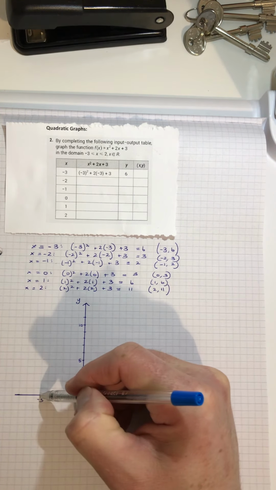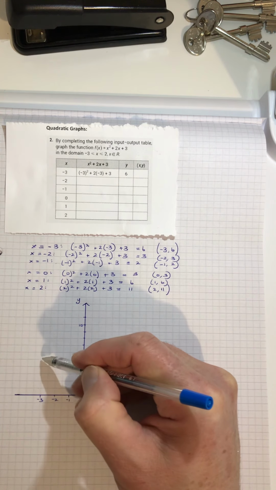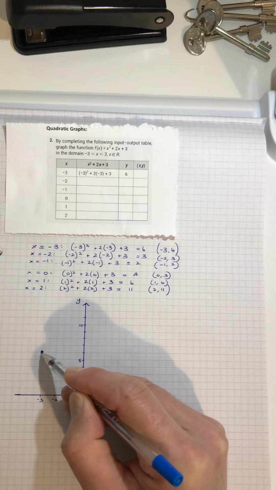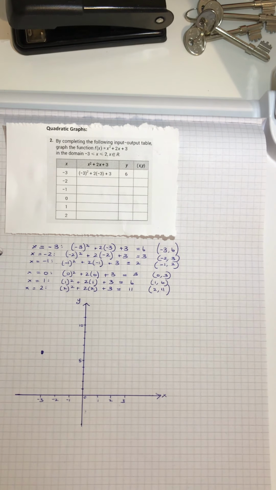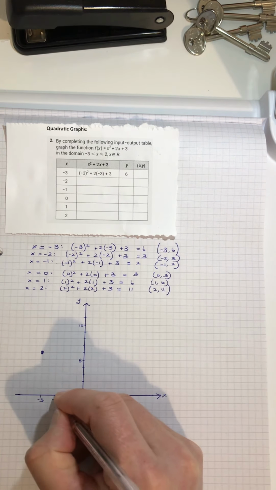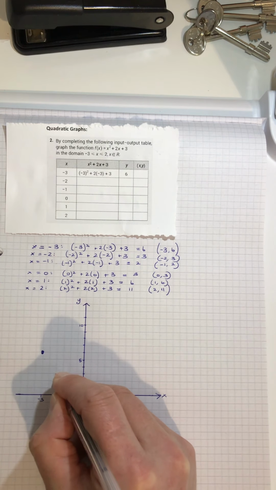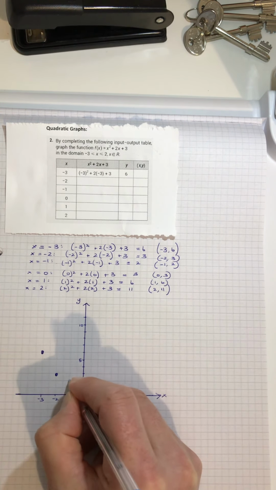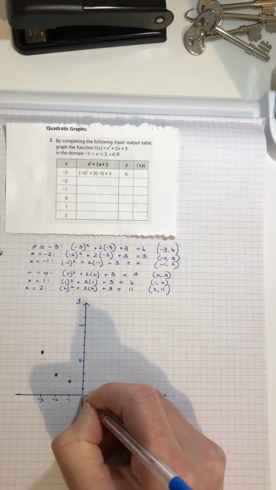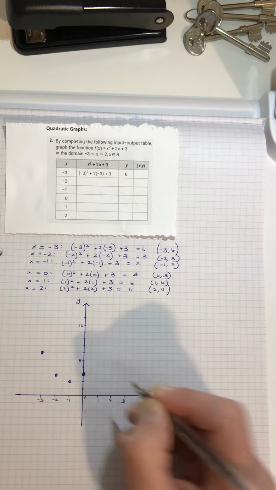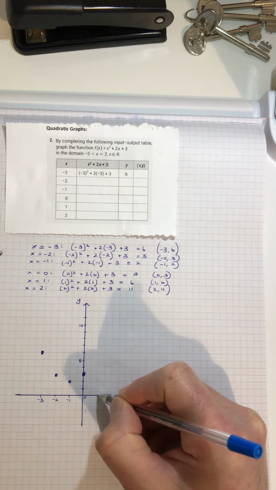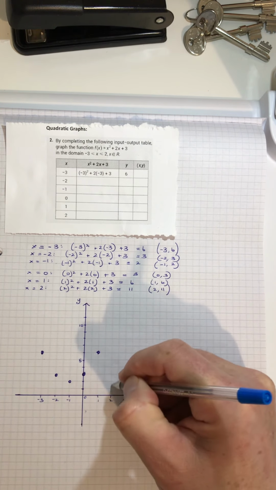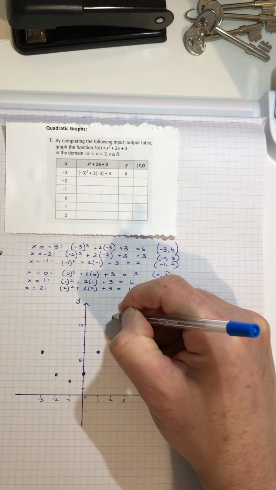So minus 3 goes up as far as 6. Minus 3 on the x, 6 on the y, and we plot our point. Minus 2 goes up to 3. Minus 1 goes up to 2. 0 goes up to 3. 1 goes up as far as 6. And 2 goes the whole way up to 11.